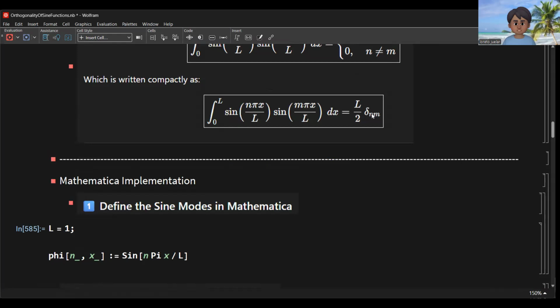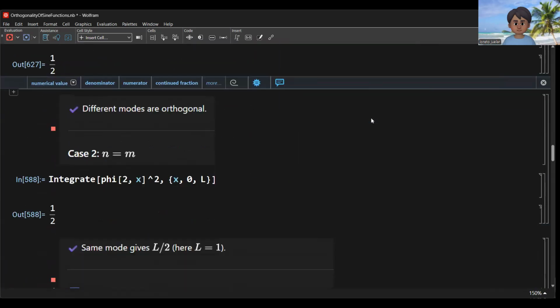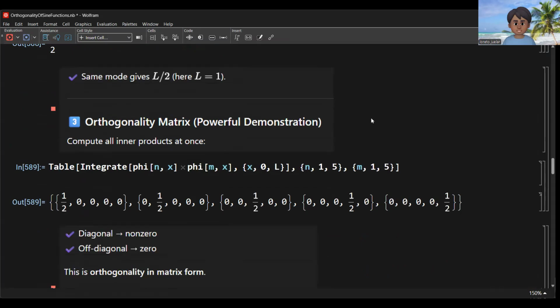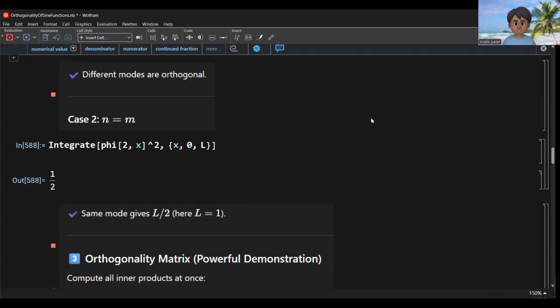Because we have L over 2 of the Kronecker delta, the integral of the product of the two sines, sine n pi x over L and sine m pi x over L from 0 to L, is equal to L over 2 of the Kronecker delta. Then we have the orthogonality here.